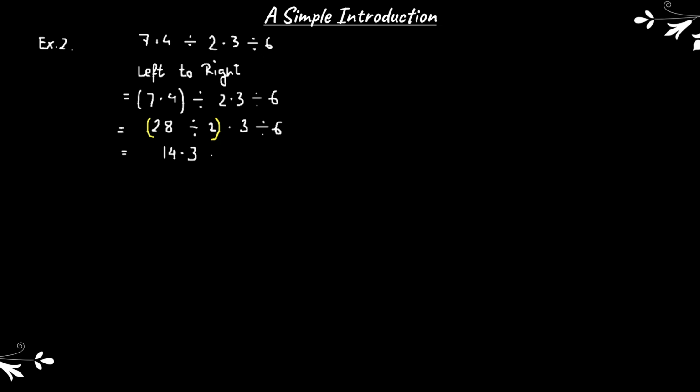So we have 14 times 3 divided by 6. Now we're going to multiply 14 and 3, so that is 42 divided by 6, which is finally going to give us 7. Let's go to the next problem.